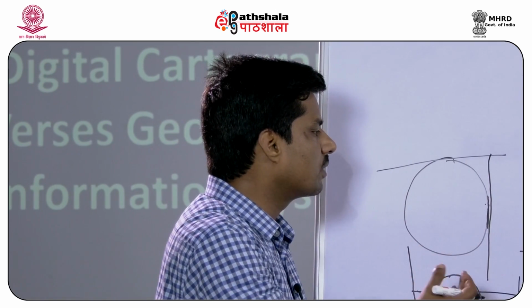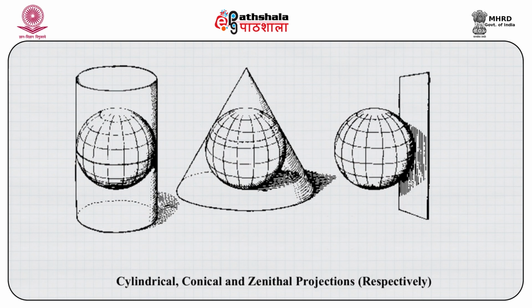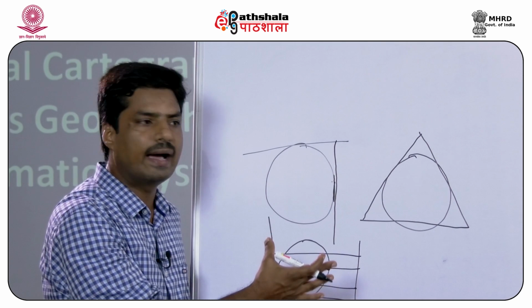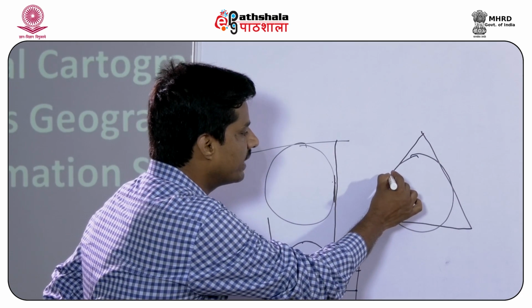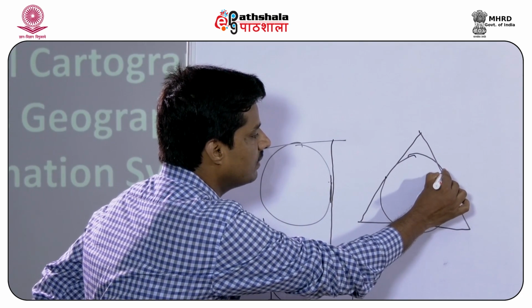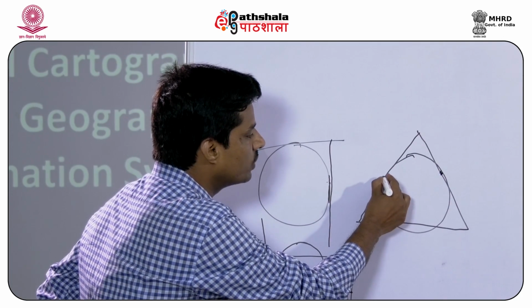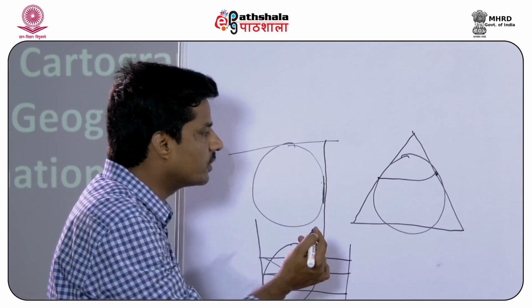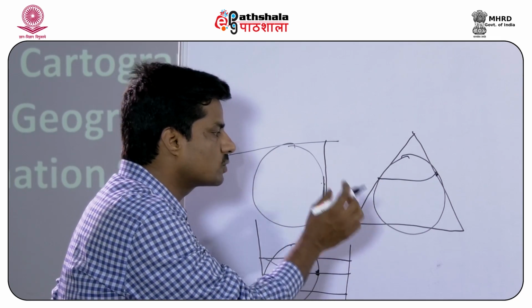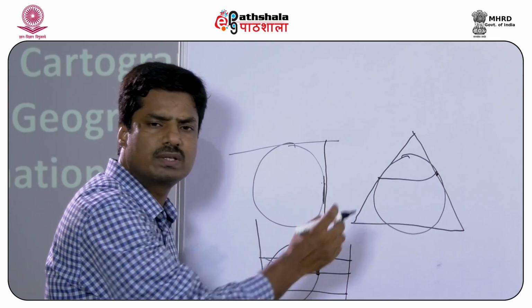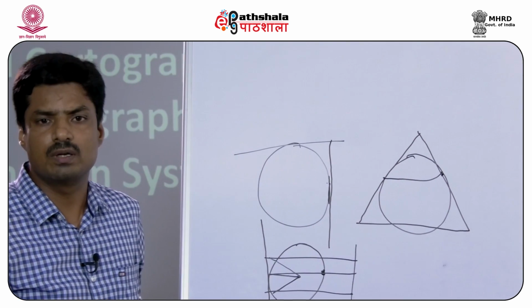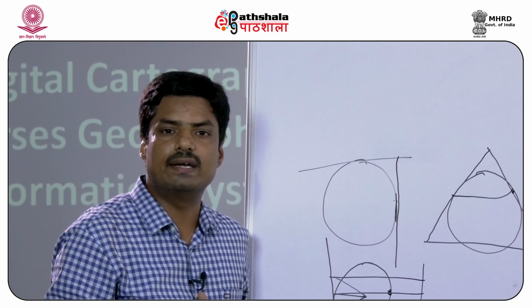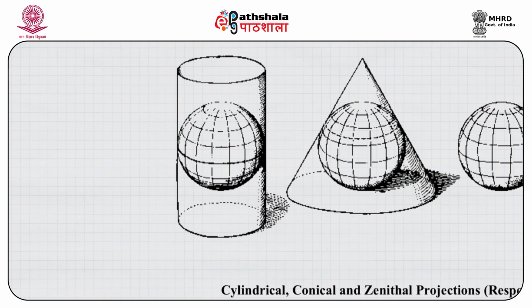Conic projection: when we place a cone on a globe and it is tangent somewhere in the middle, then the middle parallel or the middle latitude is known as the standard latitude. That is known as the standard latitude because the scale is true only along this latitude. There are several types of conic projection, but we will not go into the detail. And I will discuss with you in detail the cylindrical projection.